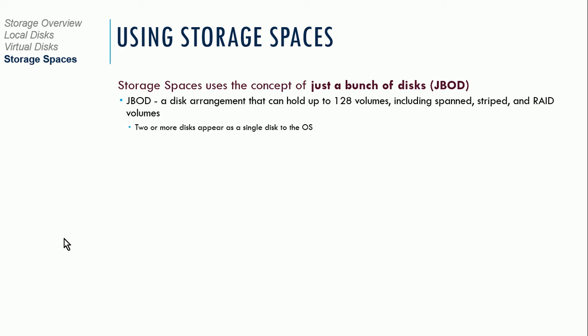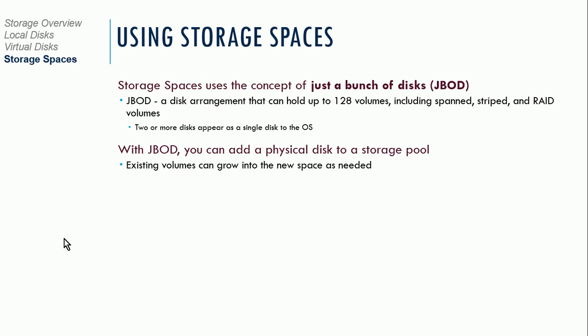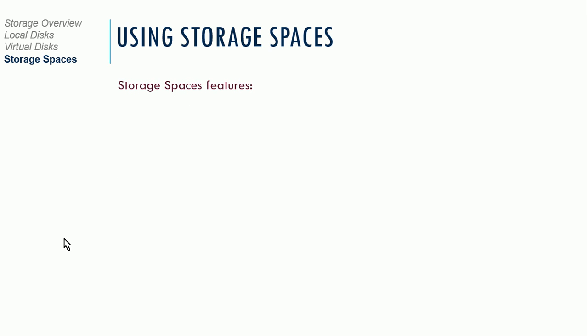So two or more disks can appear as a single disk to the operating system. So with JBOD, you can add a physical disk to a storage pool at any time, and you can expand your storage pool simply by adding additional disks into the pool. So existing volumes can grow into the new space as needed, and you can even add external disks to those pools later on.